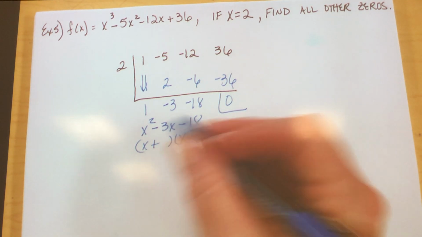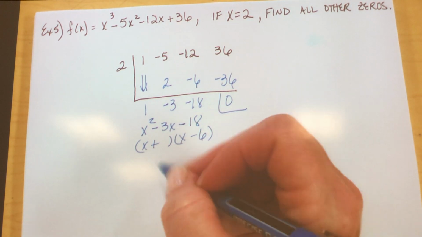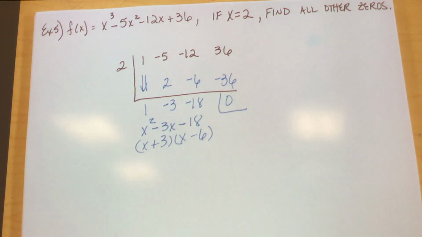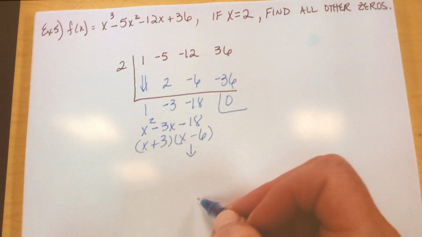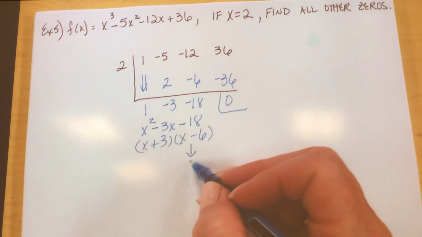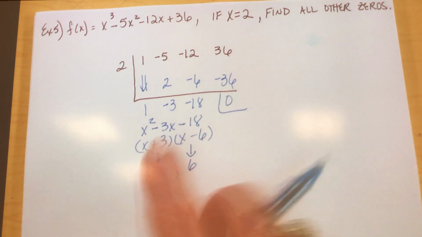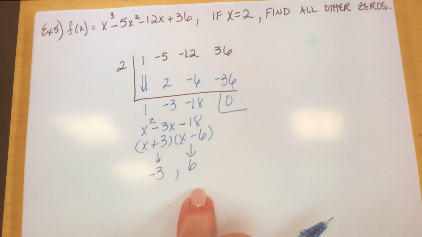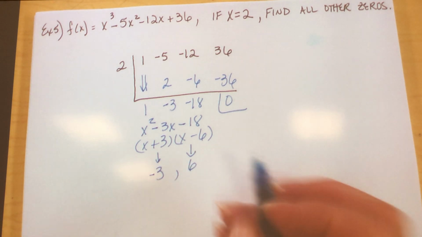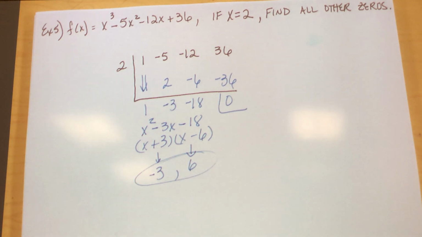Factors that subtract to be 3 would be 6 and 3, and I want a negative, so I put my 6 there, my 3 there. So what is this root? X equals 6. And what's this one? Negative 3. Y'all, that's all the way back from chapter 4, isn't it? So, 6 and negative 3 are my other answers. Anybody got a question? No.